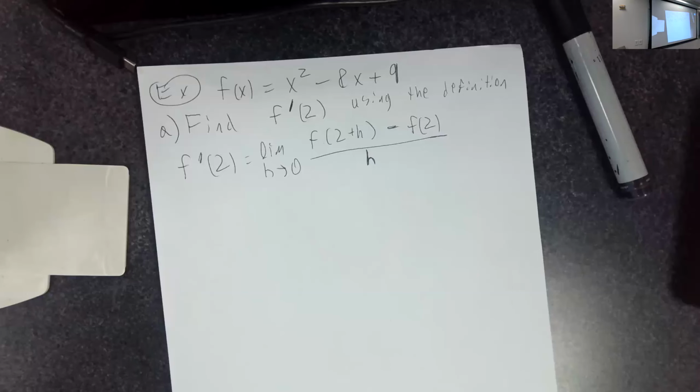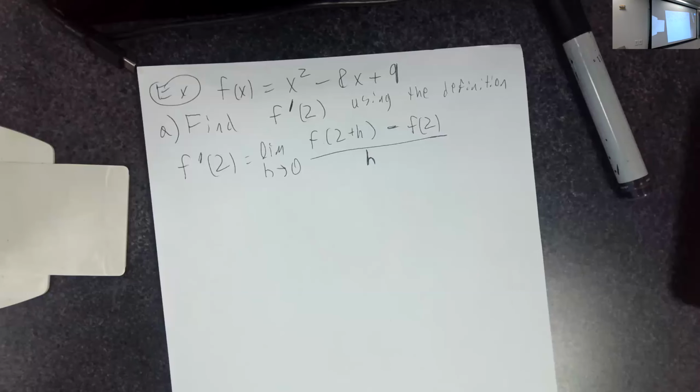Hey, guys, so be careful with the algebra. We plug in 2 plus h, right? Most of it is an algebra problem, so 2 plus h squared minus 8 times 2 plus h plus 9, and then minus f of 2, right? So you have to do two things in pre-calc. You have to be able to plug in 2 plus h wherever you see an x, and you have to be able to plug in 2 wherever you see an x.